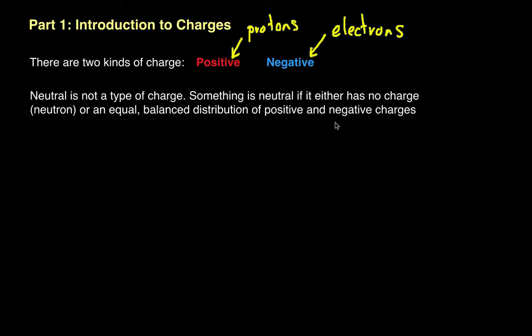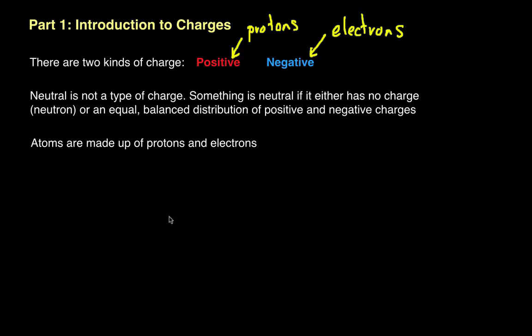Neutral is not a type of charge, even though when you think about matter, you think about protons, electrons, and neutrons. Neutral itself is not a type of charge. A neutron doesn't carry neutral, it just is neutral. Something is neutral if it either has no charge at all, like a neutron, or an equal, balanced distribution of positive and negative charges so that the positives and negatives cancel each other out.